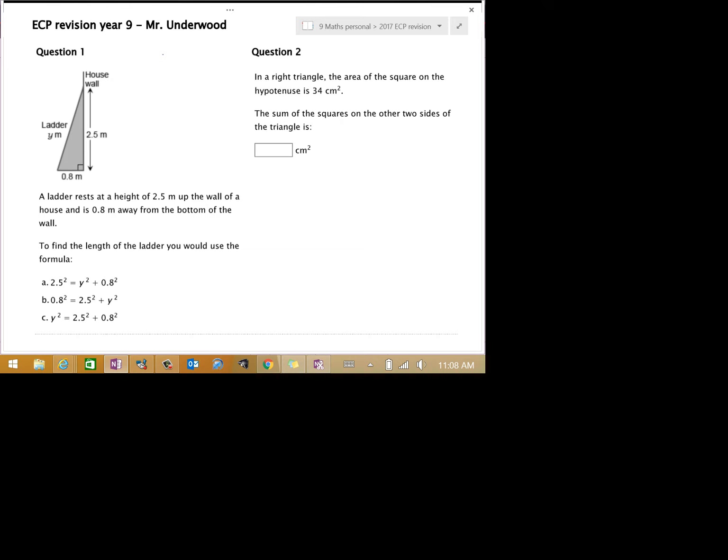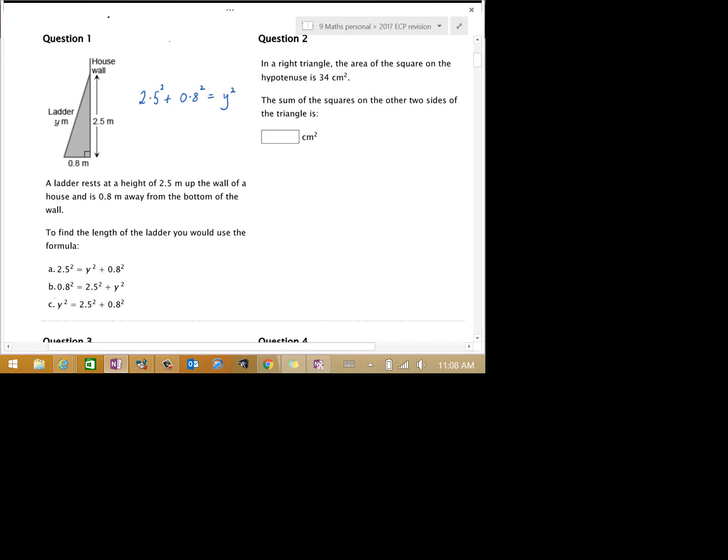Whenever you've got these questions, I want you to start thinking, okay, Pythagoras' theorem says that the sum of the squares of the shorter sides, in other words 2.5 squared plus 0.8 squared, is equal to the hypotenuse squared, which in this case is y. And the only one which fits the bill is C. So the answer should be C.